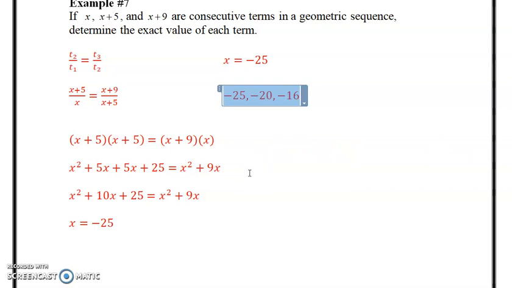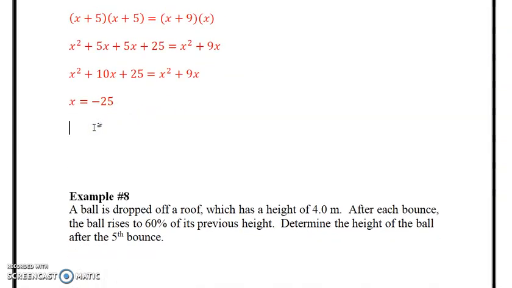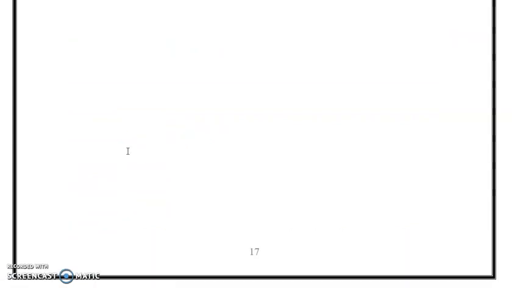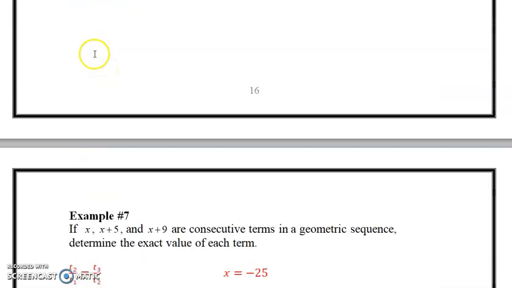All right, let's move on to example 8. So example 8 says a ball is dropped off a roof which has a height of 4 meters. After each bounce, the ball rises to 60% of its previous height. Determine the height of the ball after the 5th bounce. So we're going to write down the information we have.